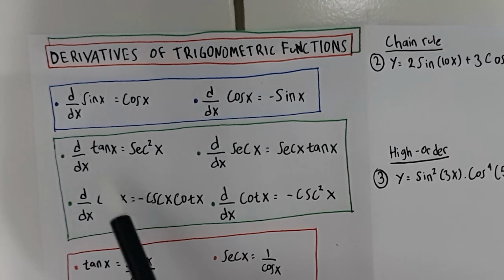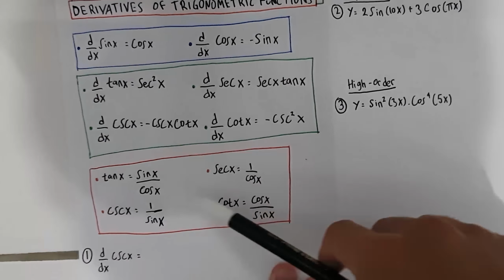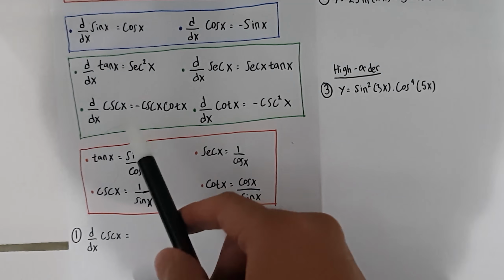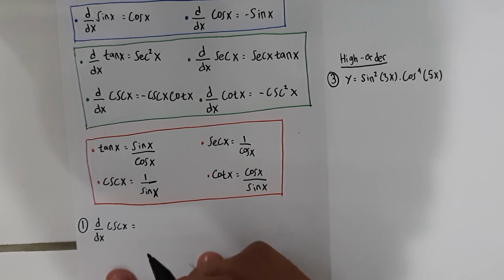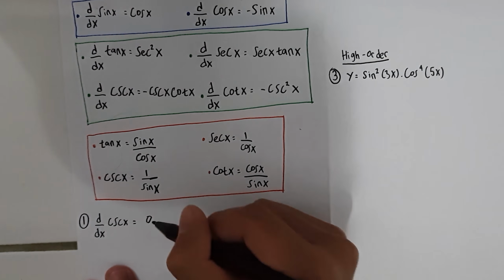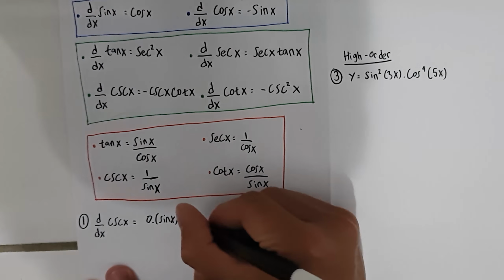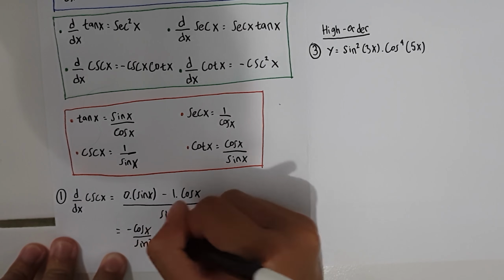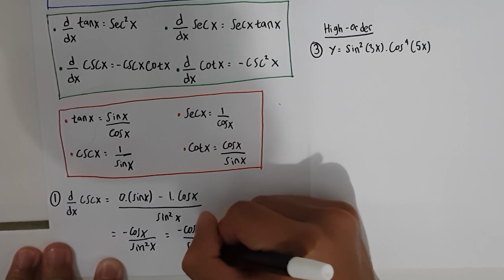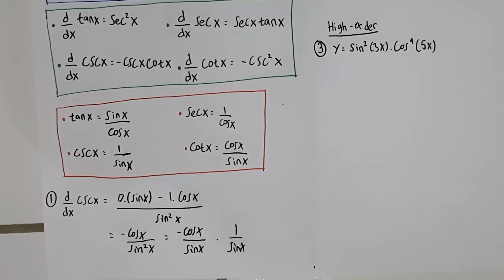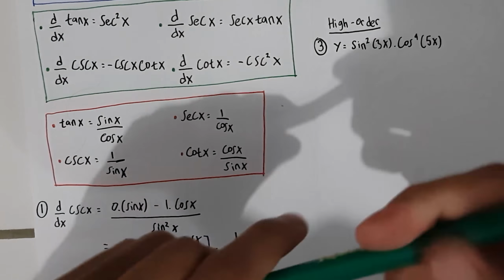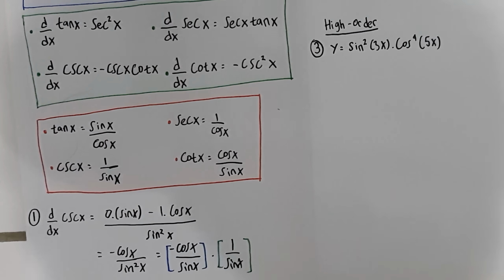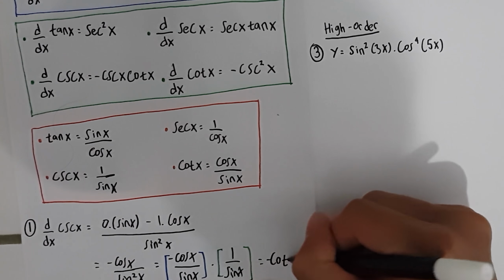If you cannot remember these, we can always use the basic trigonometric identities to do the derivatives. For example, you want to find the derivative of cosecant of x. We know that cosecant of x is equal to 1 over sine of x, so we can use the quotient rule to do it. It will be minus cos x over sine squared of x, and we know that cosine over sine of x is equal to cotangent of x, and 1 over sine of x is equal to cosecant x.